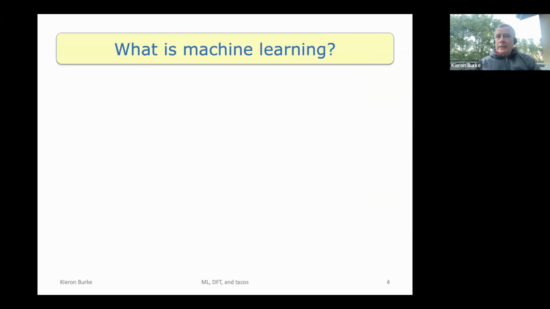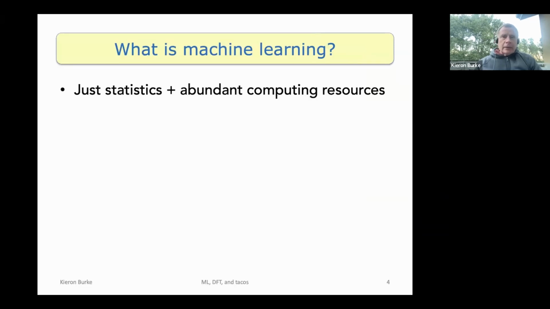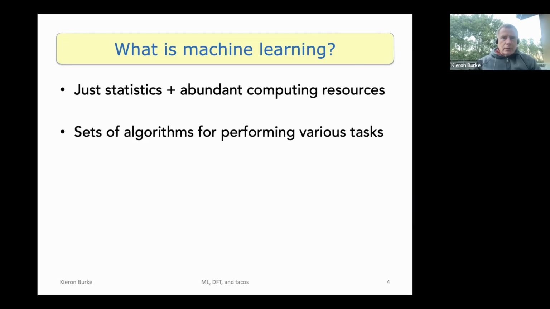Okay, so what is machine learning, right? It's just statistics and abundant computing resources. And our current version has developed over the last, say, 15 years, where these things have become very powerful. And when I say it's just these things, it still takes a lot to learn about it, and it's still being developed as we go along.